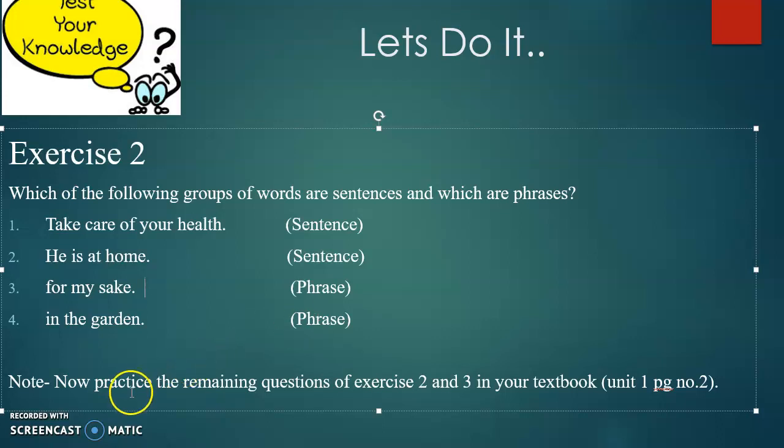Students, now practice the remaining questions of Exercises 2 and 3 in your textbook, Unit 1, page number 2. And if you are having any kind of problem, regarding the exercise, the definitions, or anything, you can call personally.